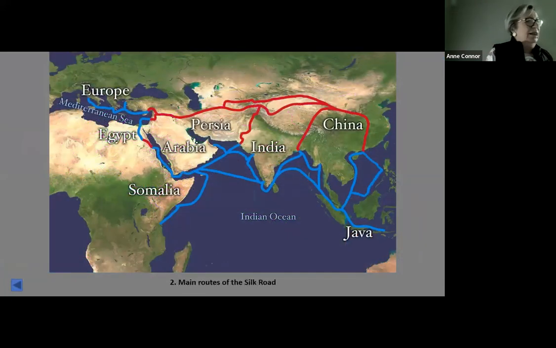This is now in red, the Silk Road only. And then what happened when they were able to go around Africa and so on, and how it then went through the coastlines, and you had the maritime trading route.